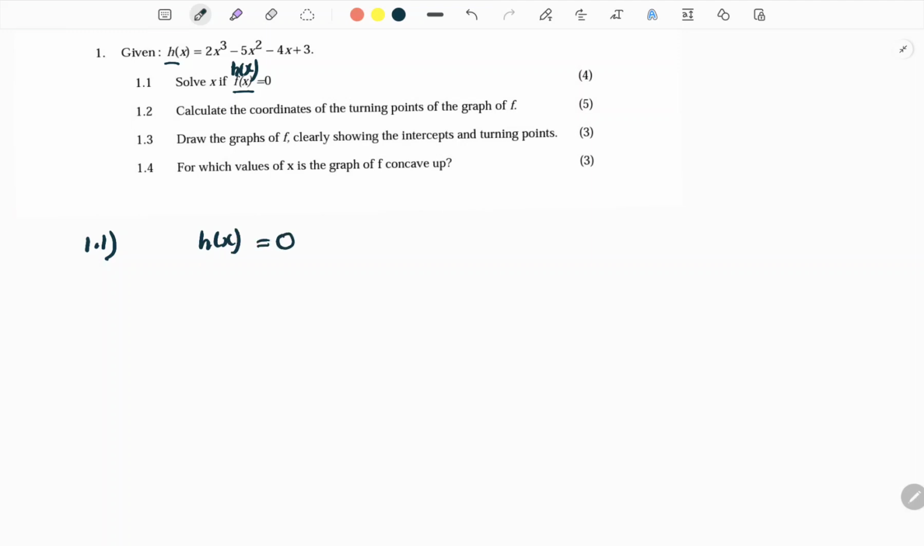Then under h of x you write your function, which is 2x cubed minus 5x squared minus 4x plus 3 is equal to 0. But now, how are we going to get the factors of this cubic function? We are going to use a calculator to find at least one factor. Then we take it from there.